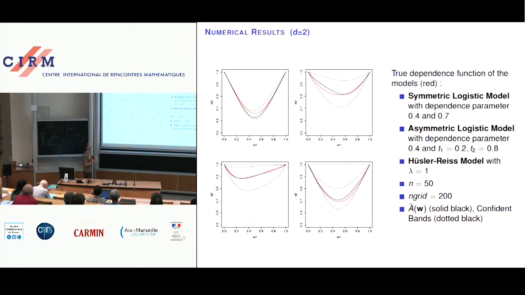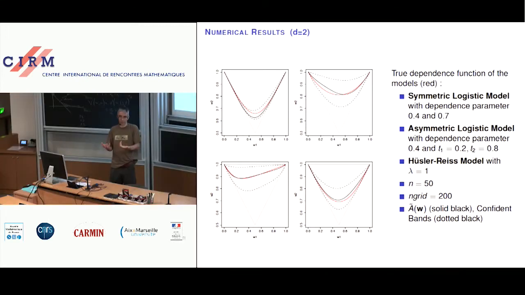Well, in fact, what's kind of surprising is that the estimator A hat, in some sense, obeys a constraint. And so this object is also a Pickands function. But maybe I will come back to that later on.